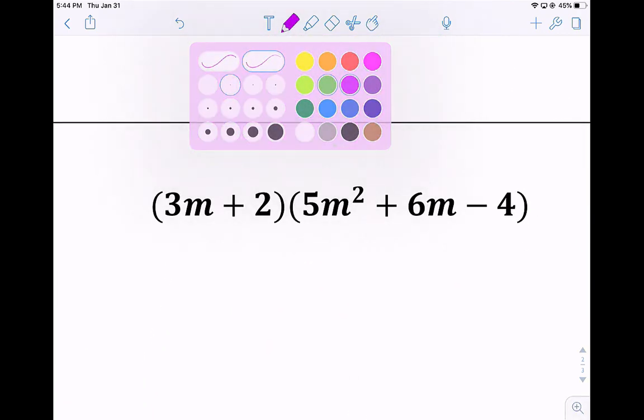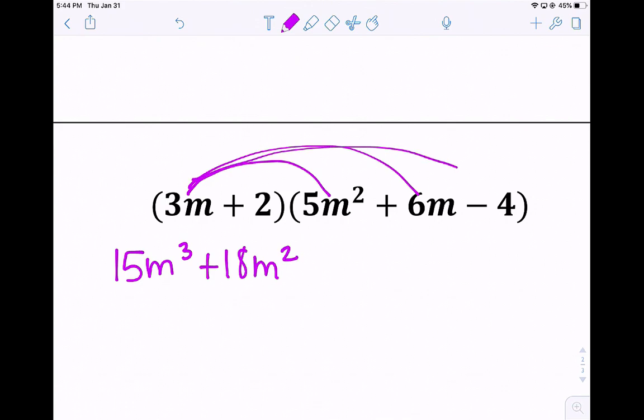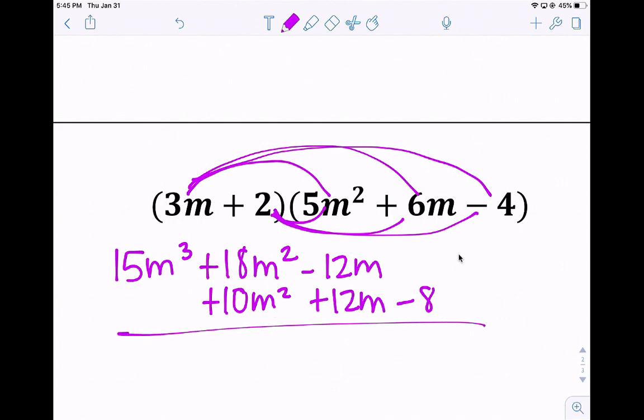Okay, so then we have 3m times 5m squared. That's going to be 15m cubed. 3m times 6m is plus 18m squared. 3m times negative 4 is minus 12m. Then 2 times 5m squared is going to be plus 10m squared. So again, notice I lined it up under the other m squared term. 2 times 6m is plus 12m. And 2 times negative 4 is minus 8. Now I combine like terms, and since I lined them up, it's a lot easier to see.